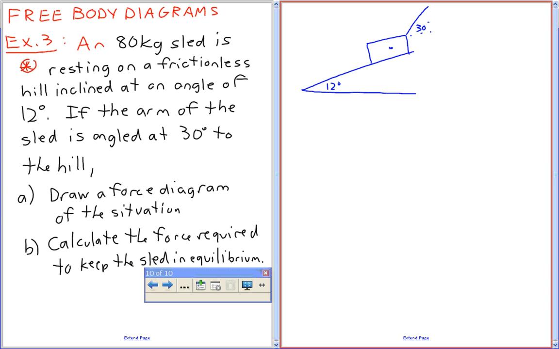Is it okay if there's an angle from the top to the bottom of the sled? Yeah, it's fine. It should be at the bottom. I'm going to draw, for ease of seeing, all the vectors parallel.